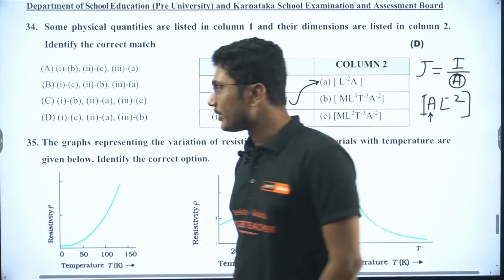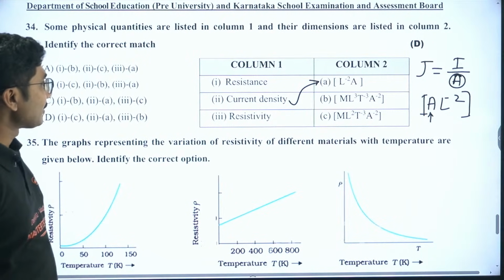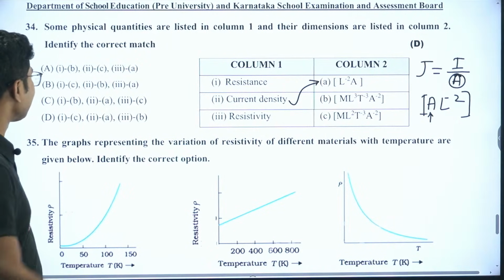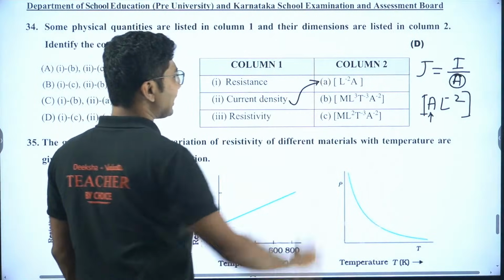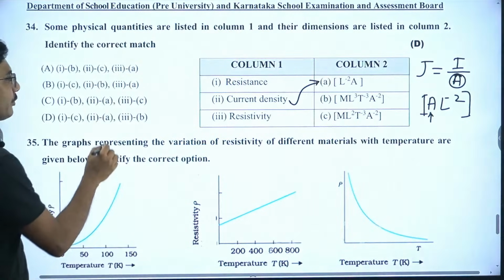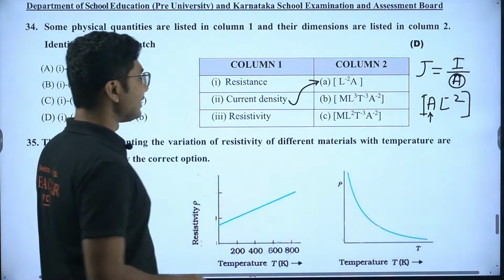But I am here, I will try to help you as much as possible, right? So as I said, try to check one match first. Current density is matching with L to the power of minus 2 A. So it is matching twice, so either this one or that one.